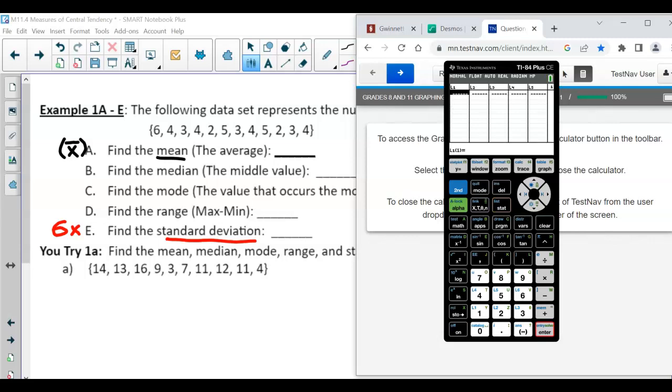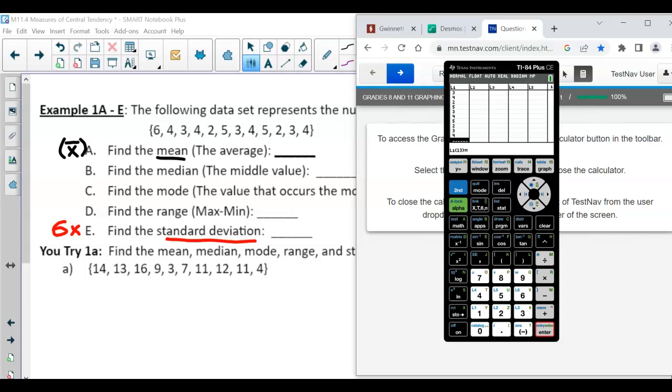Now make sure you're in line 1. And now you just start putting in each number. You put each number and press enter. So 6, enter, see? So 4, 3, 4, 2, 5, 3, 4, 5, 2, 3, and 4. And then notice there's our 12 values because it's asking for the 13th.